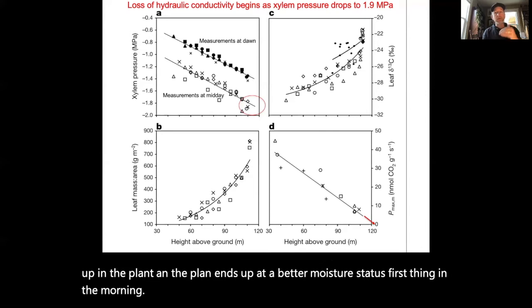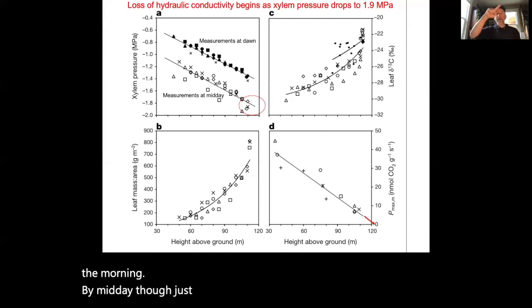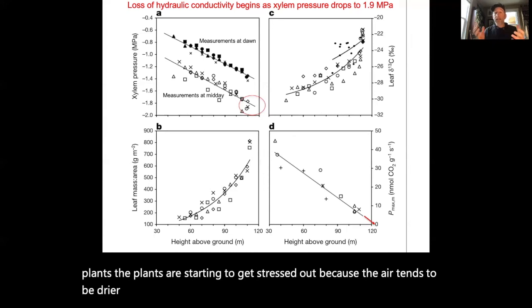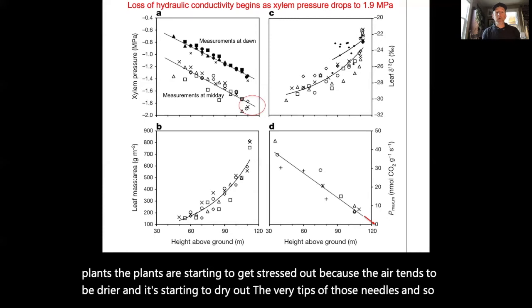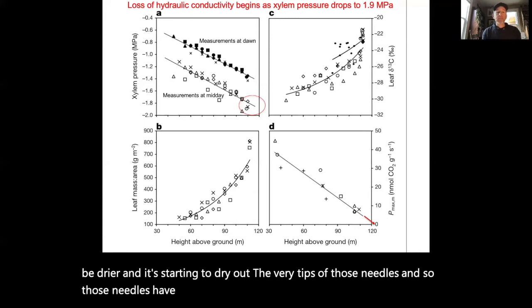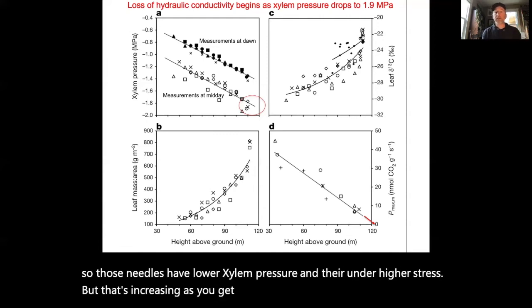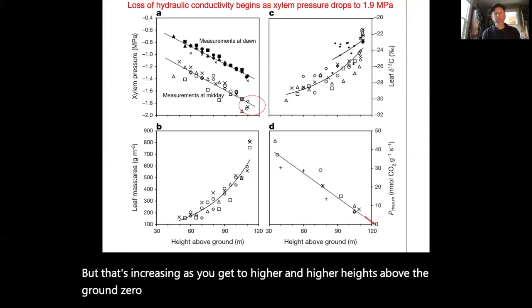By midday, though, just like when you look at a graph of daily water use in plants, the plants are starting to get stressed out because the air tends to be drier and it's starting to dry out the very tips of those needles. And so those needles have lower xylem pressure and they're under higher stress. But that's increasing as you get to higher and higher heights above the ground. So a needle at the top of the tree is under higher water stress and lower water potential.